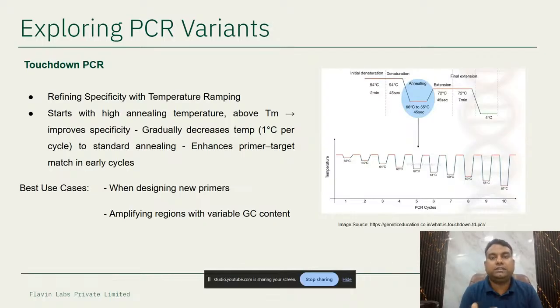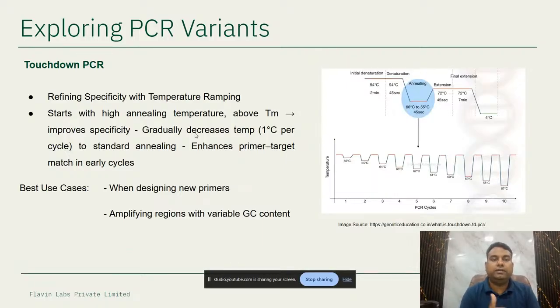Here we refine the annealing temperature to get a proper band. So we start with a higher annealing temperature. Say your annealing temperature should be 55, so we increase it to 60, and it gradually decreases by 1 degree per cycle until we reach our target annealing temperature. In the PCR machine there is an option that helps us do touchdown PCR, where you can input the ramp rate you want per cycle.